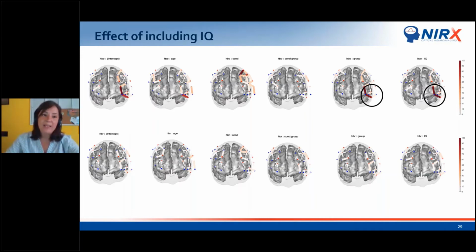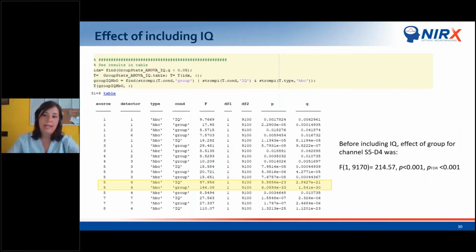So again, we can look up the summary table. Let's look again at source 5 detector 4. First I want the corrected p-values, and then I want only the rows showing group and IQ as an effect, and I want only Oxy. And this is the resulting table. So you have an F value of 97 for the IQ and 144 for the group.